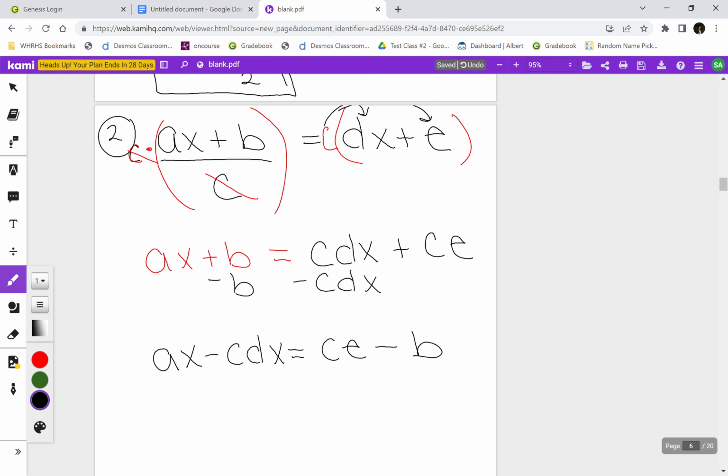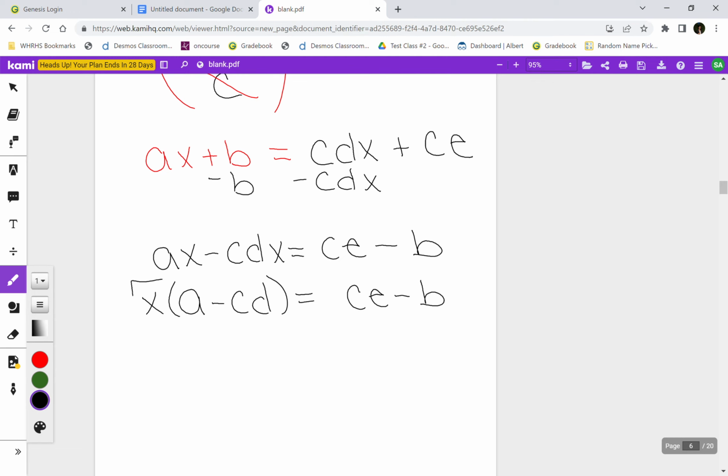Now, I need to solve for x, and remember what I said, we're not done until that variable is completely isolated by itself. So what can I do on the left side? Claire? Good, we can factor out the x. So then we're going to have x times a minus cd equals ce minus b. All right, now I need to isolate that x, so what am I going to do? Divide by a minus cd.